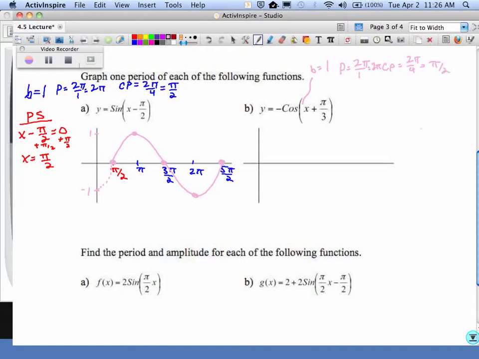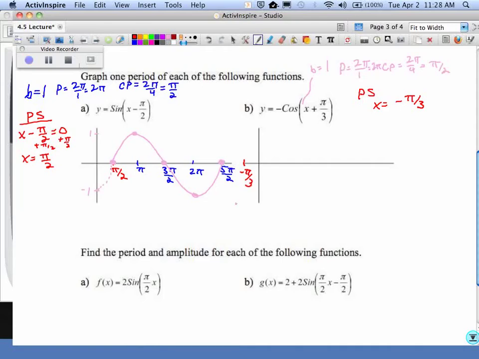So again, the b value is 1. So the period will be 2 pi divided by 1, which is 2 pi. And the critical points, you split that up into 4 equal parts. What are we getting for a phase shift? Negative, oh, pi over 3. So normally our first critical point will be sitting at 0. It is now going to be sitting at negative pi over 3.